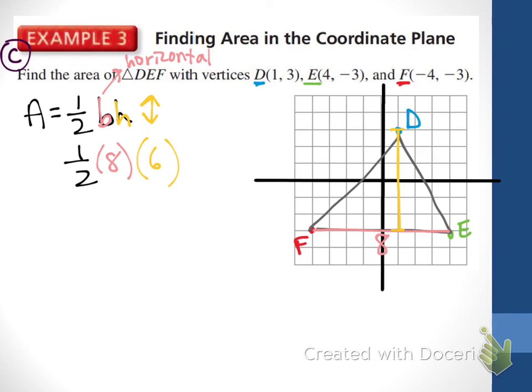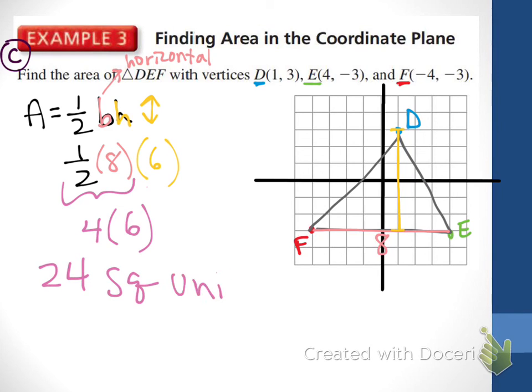All right, half of 8 is 4, and then times 6 means it is 24 square units. We're going to put units, because here's what it means. There are 24 squares in here. It's harder to check that because of how many halves and pieces there are, but that means there's 24 that fit in here if you piece them all together.